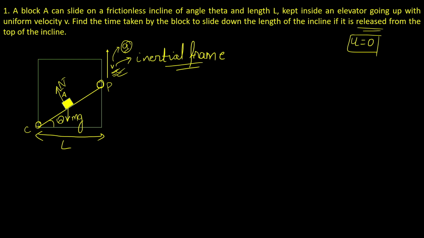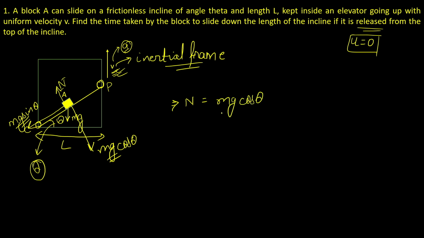Okay. So now the component of this mg in this direction will be what? mg sine theta, because this angle is theta. If you divide this mg into the components parallel and perpendicular to the surface on which it is traveling, then this will be mg cos theta, and in this direction, mg sine theta. So the normal reaction will be mg cos theta only, because there are no other forces in that direction. And in this direction, parallel to the surface, there is only one force, mg sine theta, because friction is 0. It is already given, frictionless incline. So there is only one force, mg sine theta.